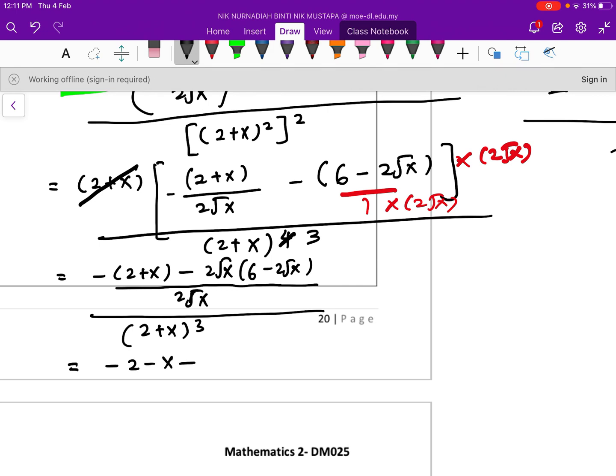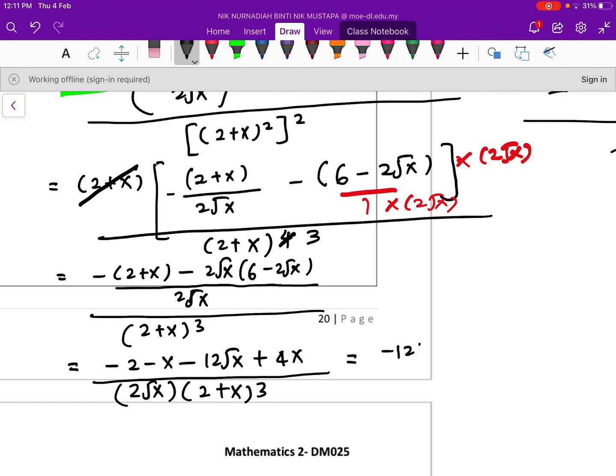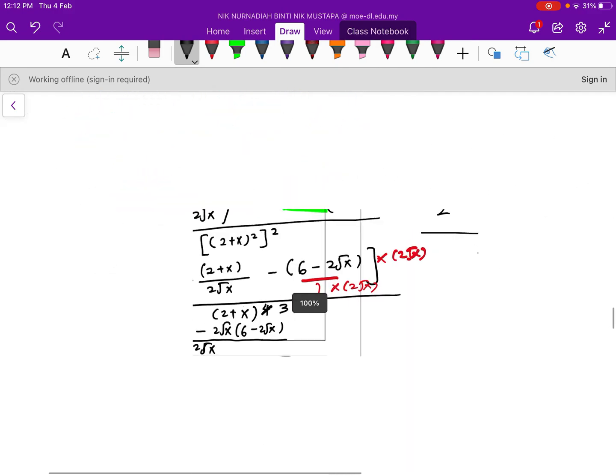Kena buka dia. Negative 2 minus x minus, is it 12 set x? Yeah. 12 set x plus 4x over. Boleh turunkan lah. Yang ni akan turunkan ke bawah. 2 set x. Jadikan dia 3 lapis. 2 plus x power of 3. So, dia akan jadi negative 12 set x tolak 2 plus 3x over 2 set x 2 plus x power of 3. Okay. That's the final answer.